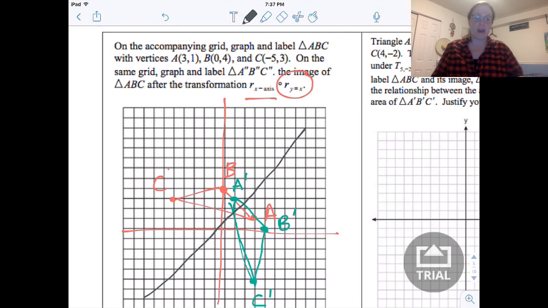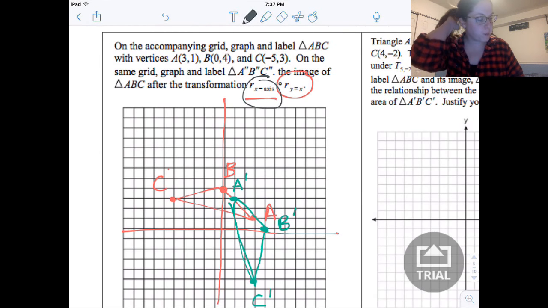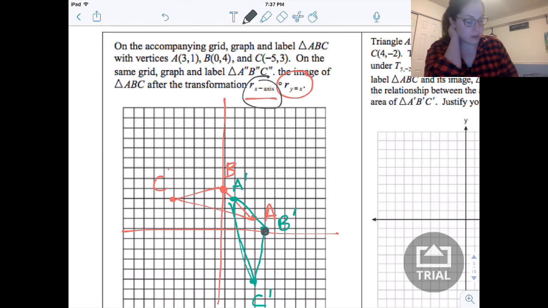Okay? Now it wants me to reflect over the x-axis. So B is at (4, 0), or B prime. That's not going to move. So B double prime would be at (4, 0).